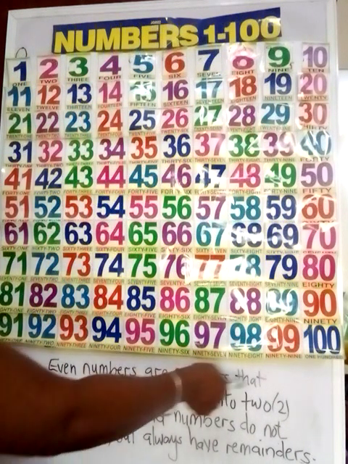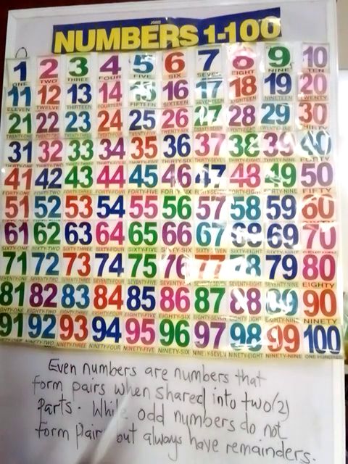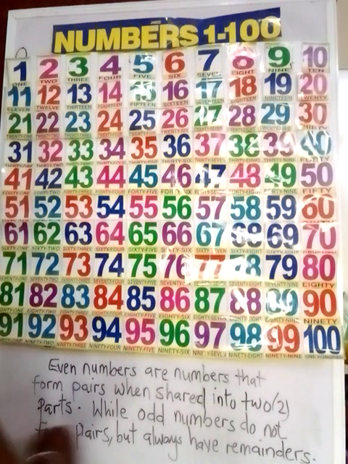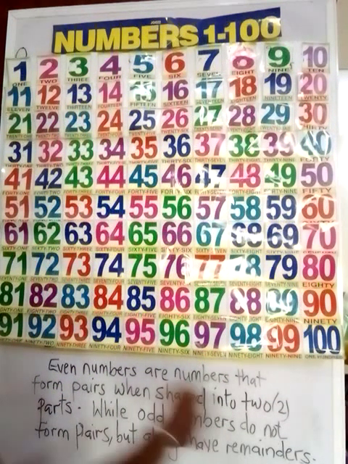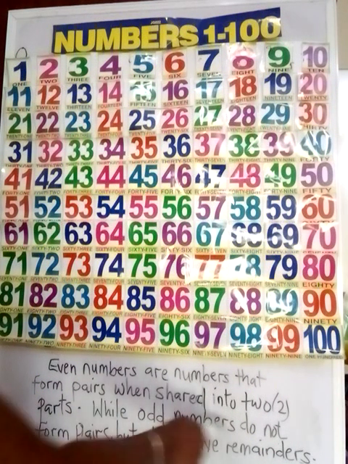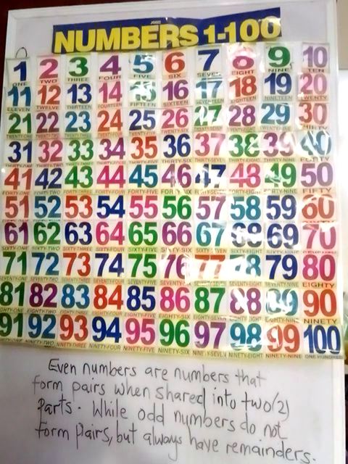So when you share even numbers into two parts, you always come up with two equal parts. But it is not the same thing with odd numbers. Odd numbers do not form pairs, but they always have remainders. When you try to share odd numbers into two parts, you always end up with something left that cannot be shared. So there is always a remainder. So those numbers are called odd numbers. Even numbers form pairs, odd numbers do not, but always have a remainder.